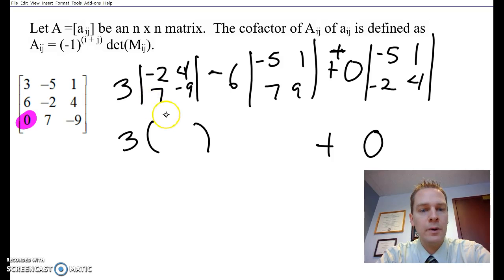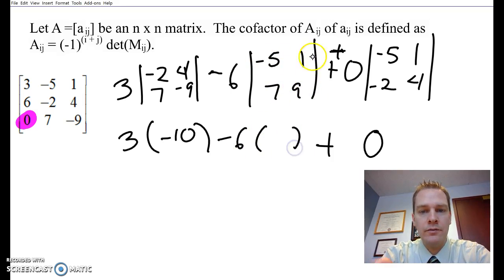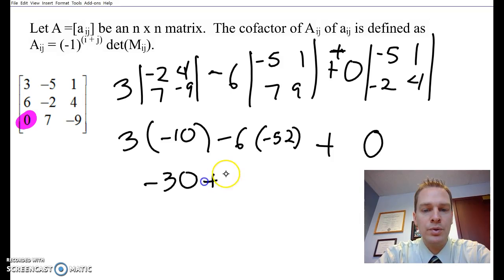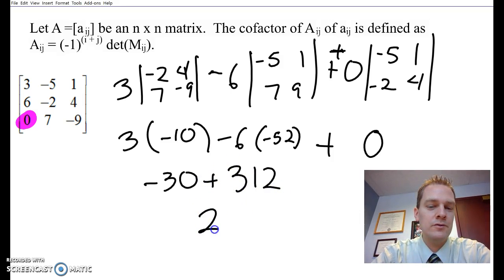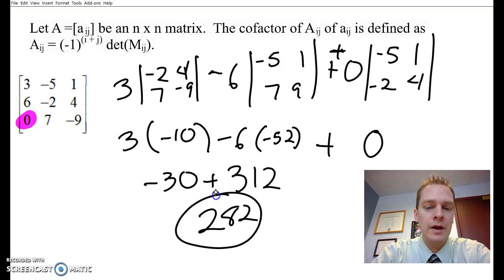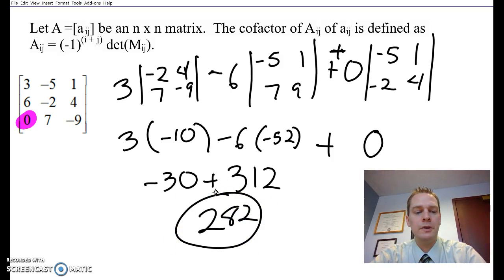18 minus 28 is -10. -45 minus 7 is -52. If I put this together, I have what? -30 plus 312, which gives me 282 as my answer. And it doesn't really matter what row or what column that you use. That would be the key idea of this lesson.